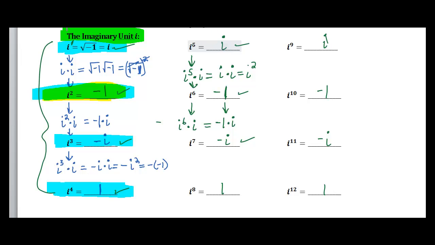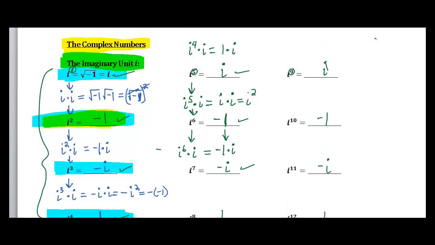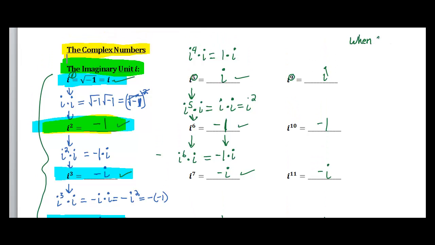If you notice, this exponent here is a 5. This exponent here is a 9. If I divide 4 into 5, I get a remainder of 1, which is this exponent on my i here. If I divide 9 by 4, I'm going to get a remainder of 1, right? So when we divide by 4, our remainder is 1, right? That means when I simplify this, I'm going to be left with just i, as in i to the 5th and i to the 9th did.